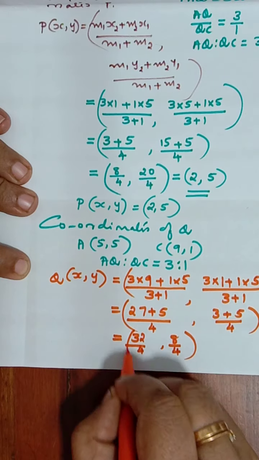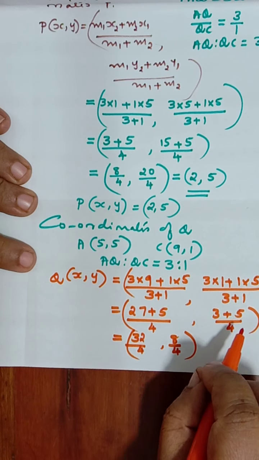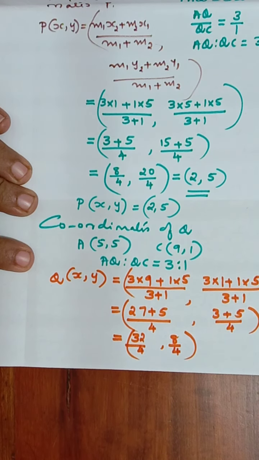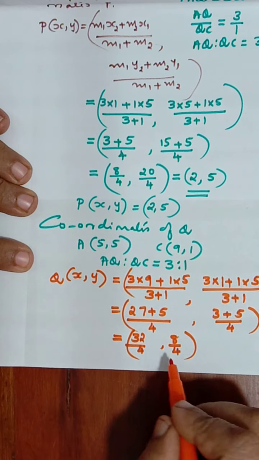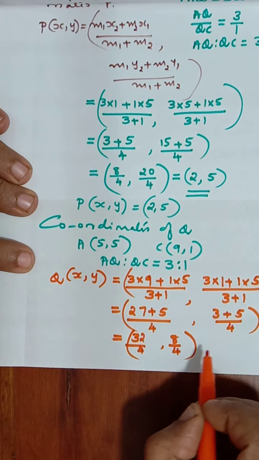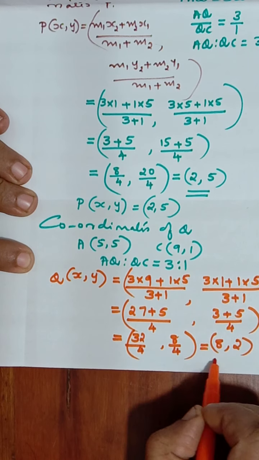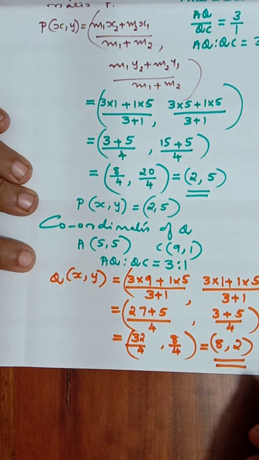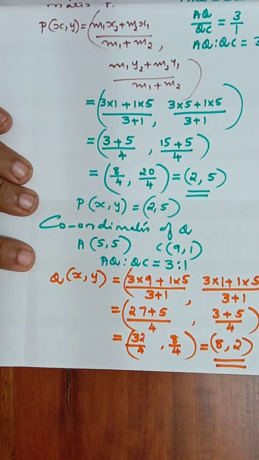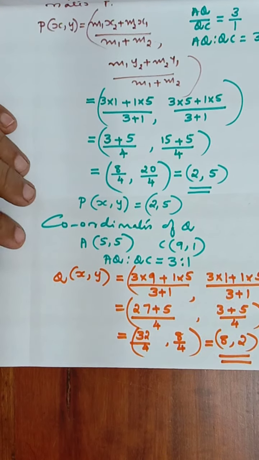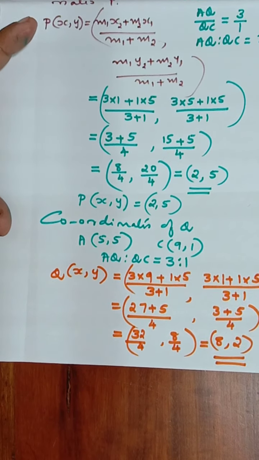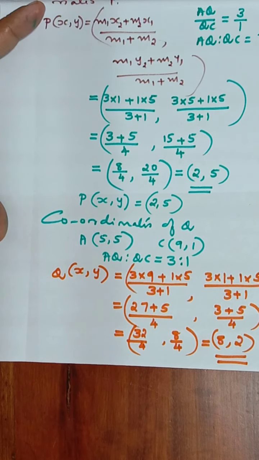What is the answer now? Q coordinates. 8 4s are 32, 4 2s are 8. 8 2 are the coordinates of Q. Now also we have to find the length of line segment PQ. Let us see how to find the length of line segment PQ.